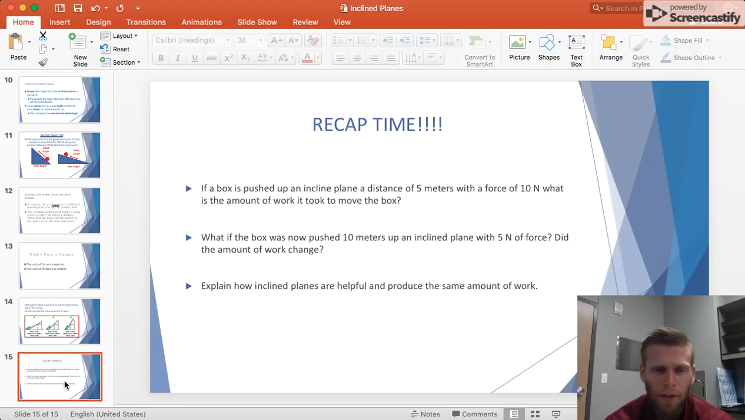What if the box was now pushed 10 meters, so I'm pushing it a longer period of time, but with less force at 5 newtons of force? How much work was that? Did the amount of work change? Explain how inclined planes are helpful and how they produce the same amount of work, even though they might have different distances or different forces.